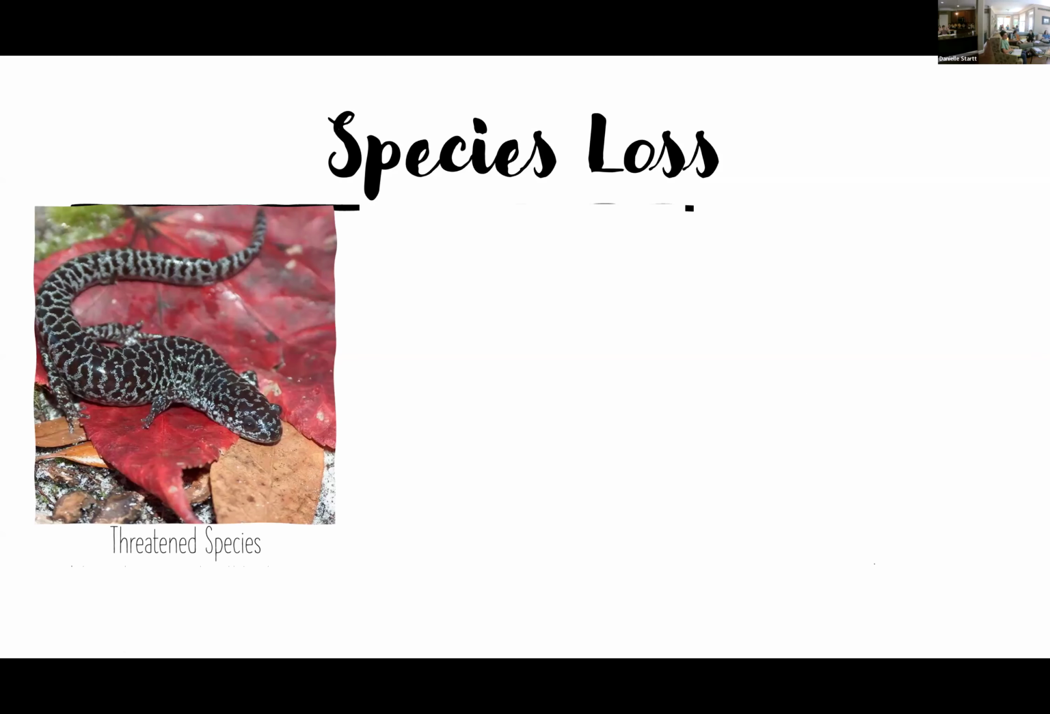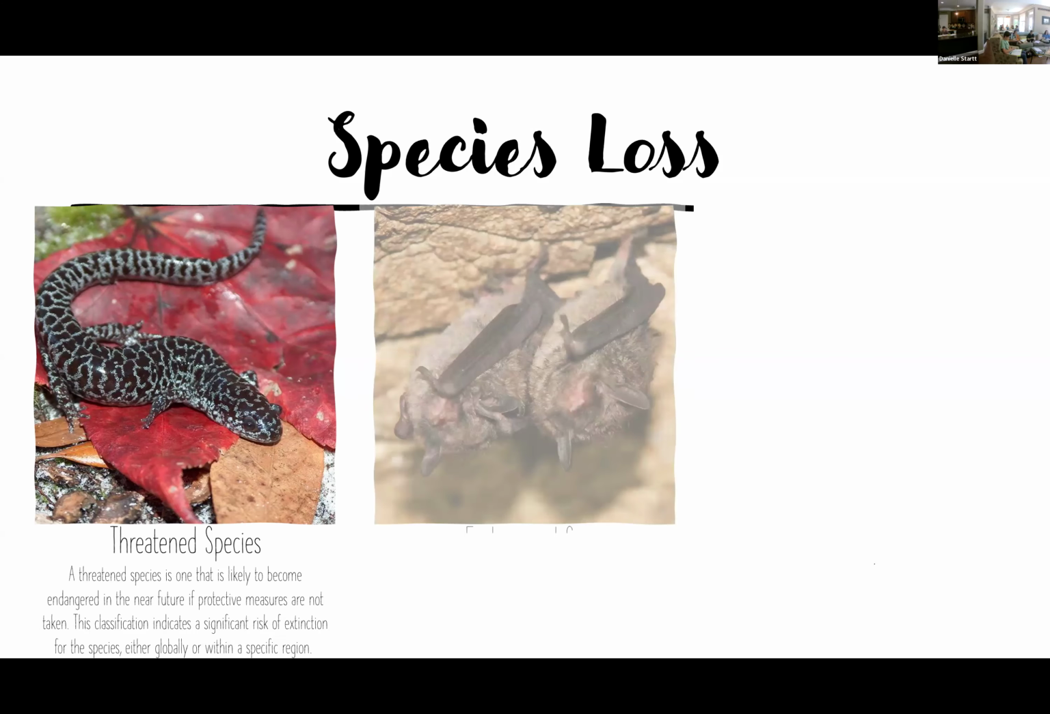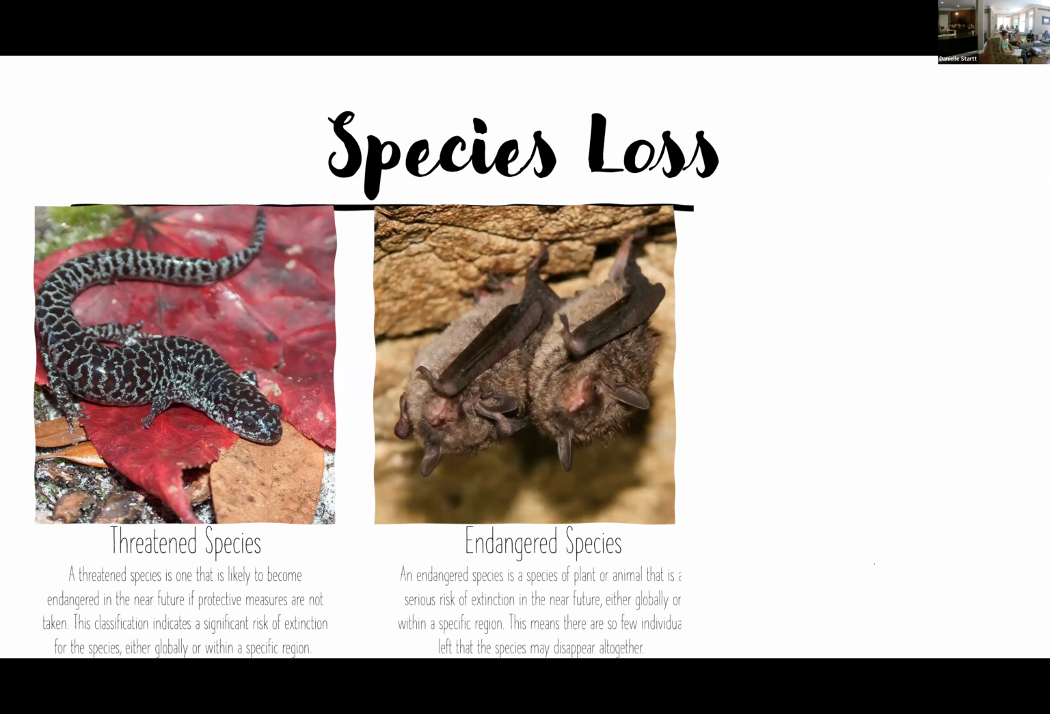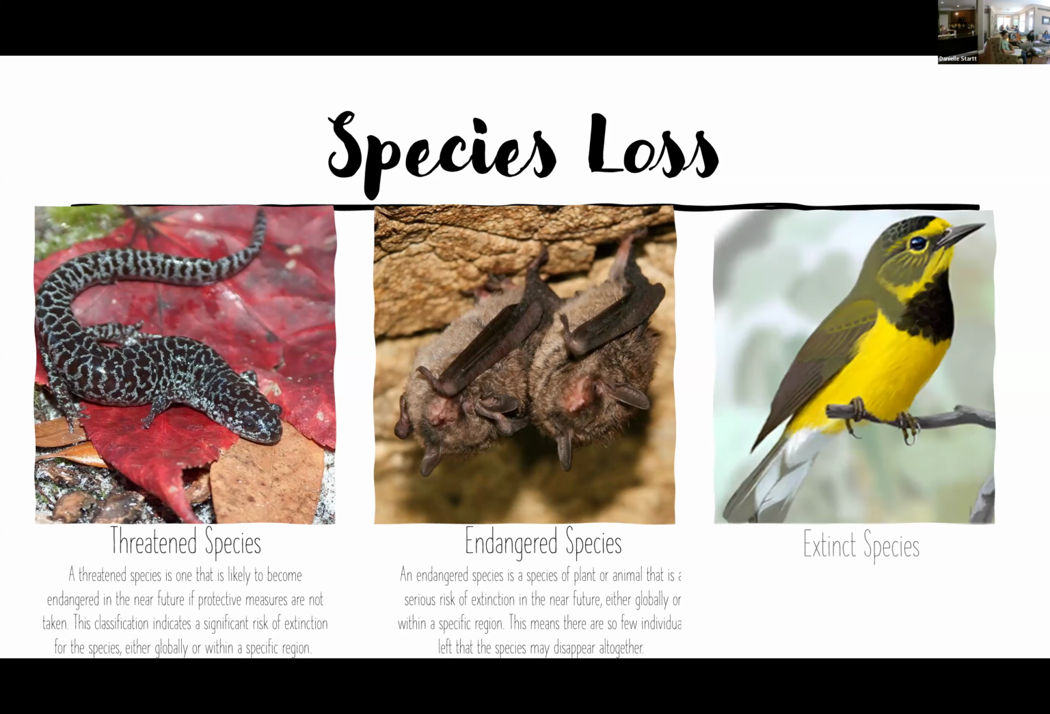So we have species loss. Species can be threatened. So this is when they're likely to become endangered in the near future. And we need to start doing things to protect that species if we don't want to lose it. Then you have endangered. And this is when you are starting to lose a significant number of that species. They're at serious risk of becoming extinct in the near future, and you really should be doing some things to try and help preserve that species. And then extinct is you don't have any more of them.